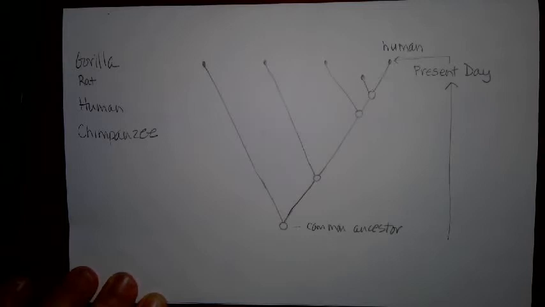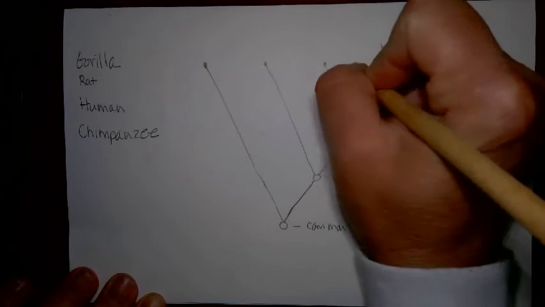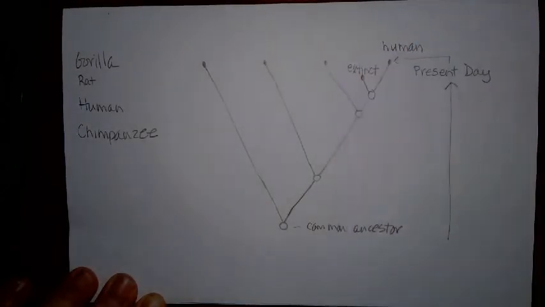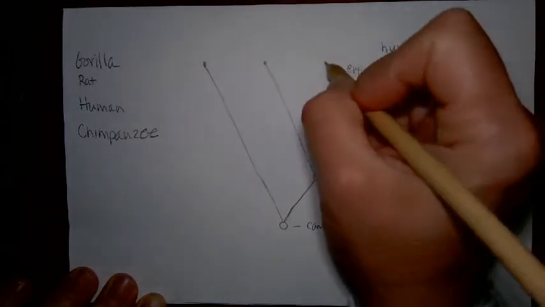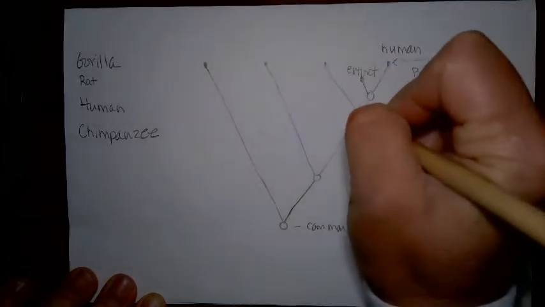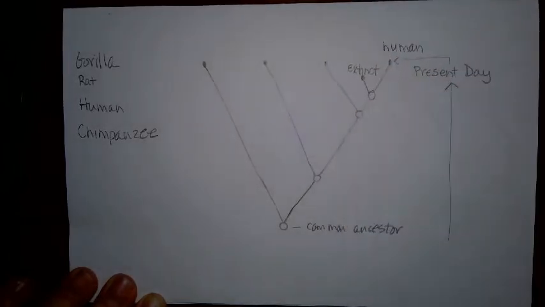Remember, we are the only member of our genus that is still on the planet, the genus Homo. So maybe this is like Homo erectus. They have gone extinct, so their line doesn't make it to the present. So that means that this is the thing that is still living today that we have the most recent common ancestor with. That means we would be very similar to them.